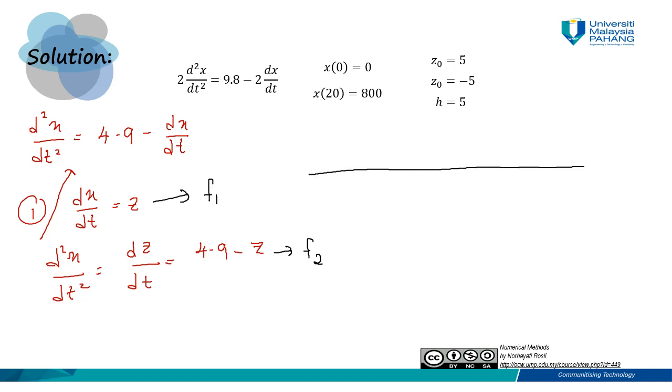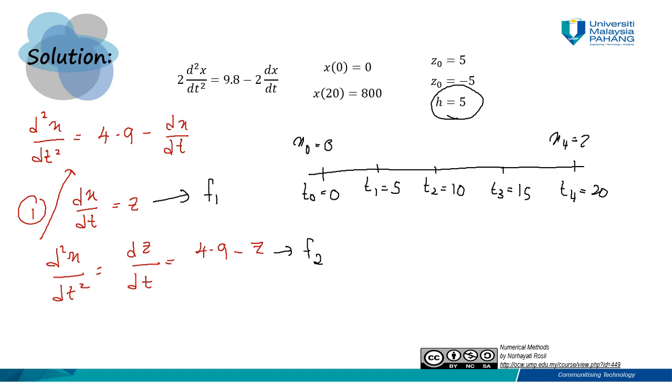We start with t0 equal to 0 and the increment is equal to 5. So we have t1 equal to 5, t2 equal to 10, t3 equal to 15, and t4 equal to 20. If t is equal to 0, we have x0 equal to 0. And when t is equal to 20, we have x4 equal to 800. So we are going to find the values for x1, x2, x3.